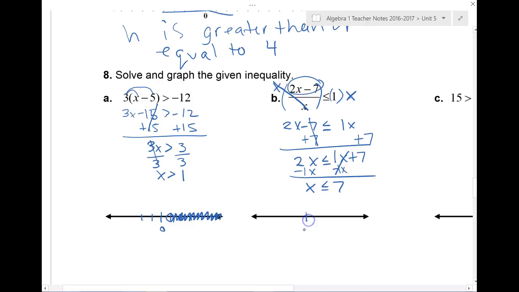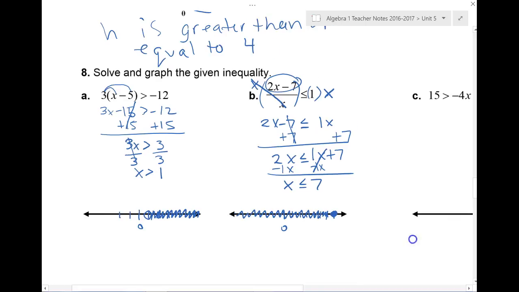So now I put a 0 in the middle, and then 1, 2, it's positive 7, so I go to the right. 4, 5, 6, 7. And remember, it's equal to, so I put a closed solid dot, and it's pointing to the left, so I'm going to shade that way to the left. X is less than or equal to 7. Okay.